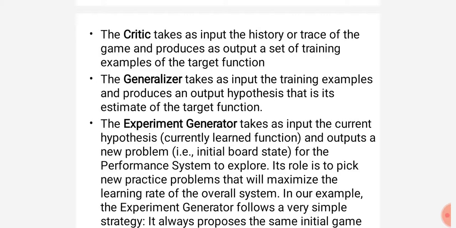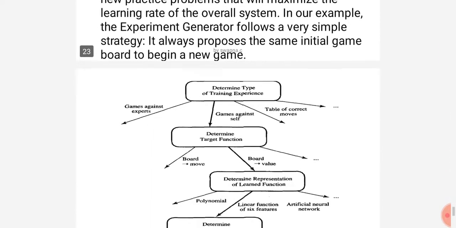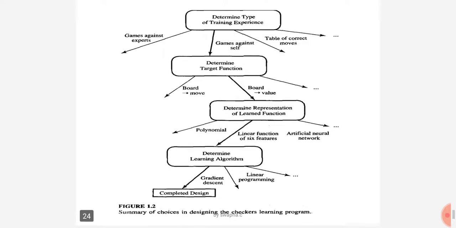So it gives the new problem, whatever it hasn't come across till now. It takes the new board state and new moves, a new board state, and it gives it to the performance system. Once again it performs, depending upon those previous experiences, and it tries to give the perfect output. So this is about the final design state, and once again it is represented like this.